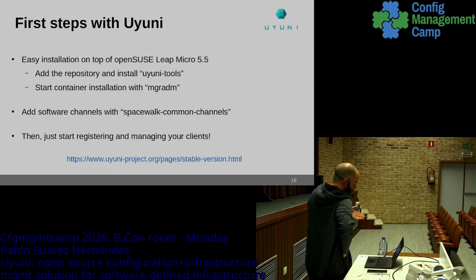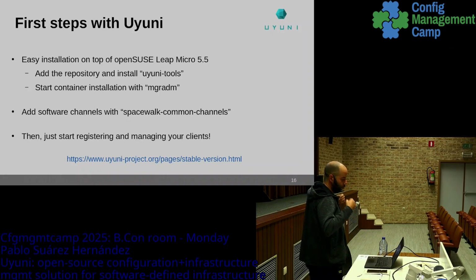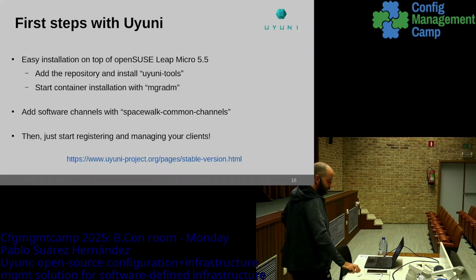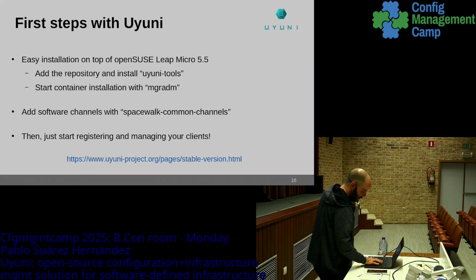You just need to install the Uyuni tool. Well, you need to add the repository, install the Uyuni tool, and with that, you can use the mgradm entry point just to run the installation of the containers. In this case, we are using Podman. And yeah, we will see in the future.